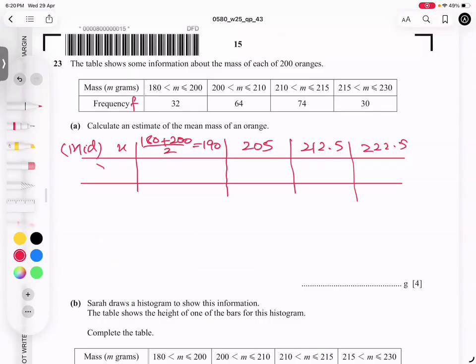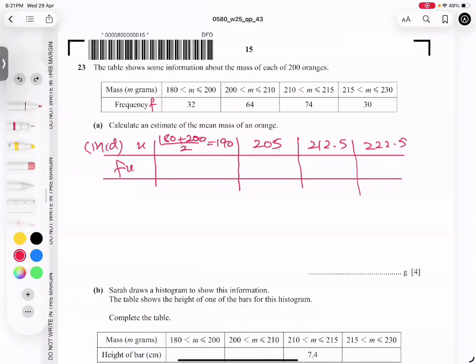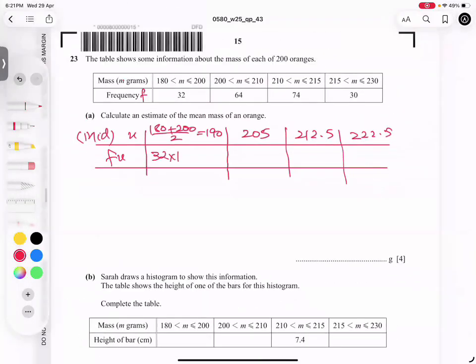Okay, now the second column, fx. fx means this f and x multiplied. For example, 32 multiplied by 190. One time I show you, next time I will not show. So it has become this way. And then what is the next one? 64 into 205. And then 74 times 212.5. Lastly, 30 times 222.5.